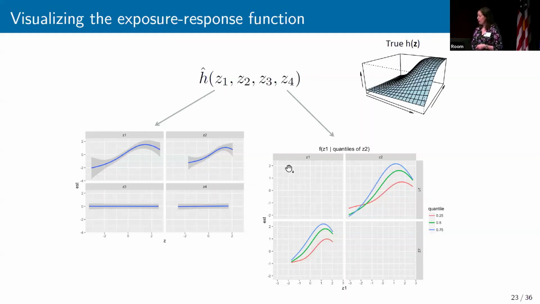A variant of this plot that can start to give you some depiction of possible interactions is that you can look at the exposure response function of one of the exposures where that second exposure is set to either the 25th, 50th, or 75th percentile, and the other exposures are fixed. So just from looking at this, we can see that it looks like the exposure response function of Z1 varies depending on the value of Z2, suggesting interactions.